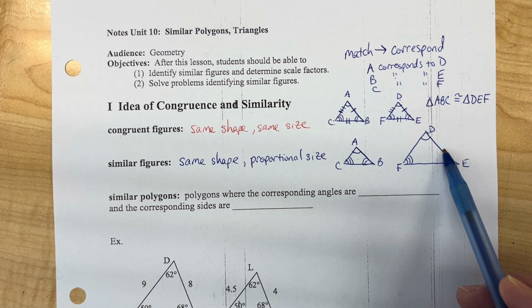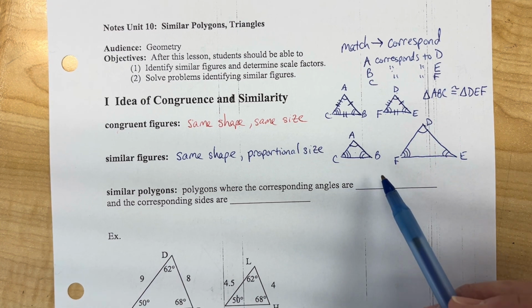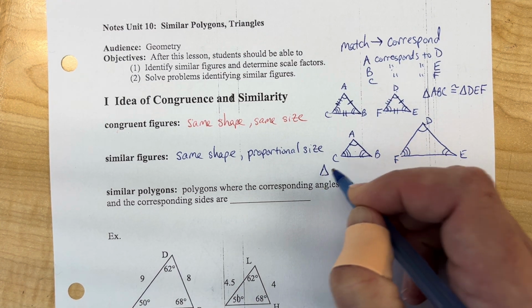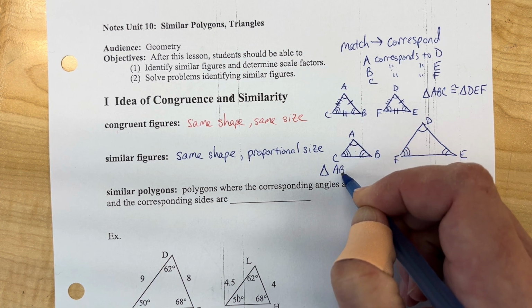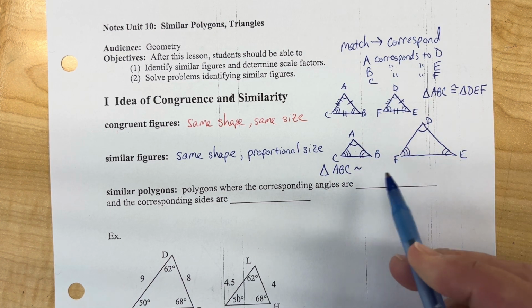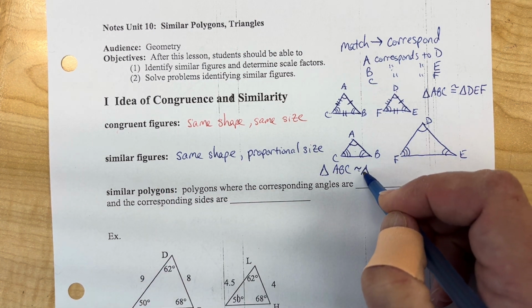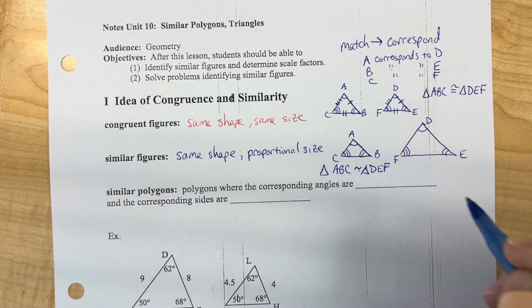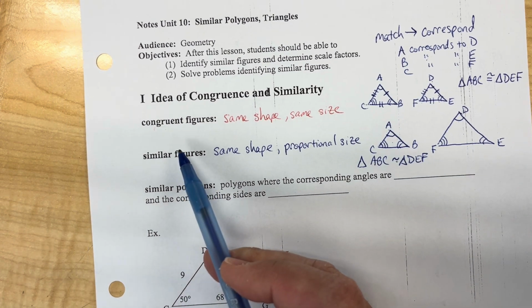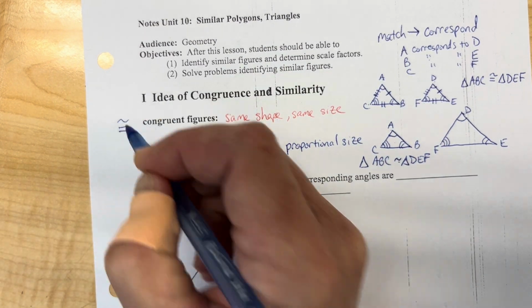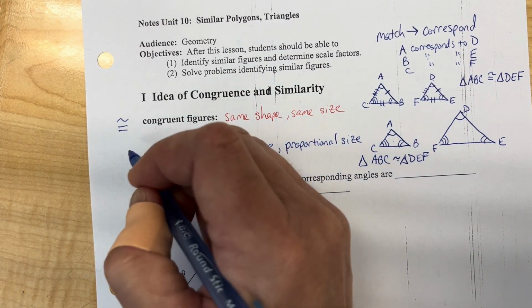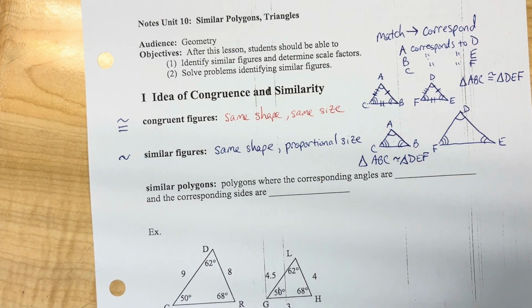not the same size. So the way that we write that is we'll say triangle ABC is similar, it's just the wave, that's the symbol for similar, to triangle DEF. For congruent, it's an equal sign with a wave, and then similar is just the wave.